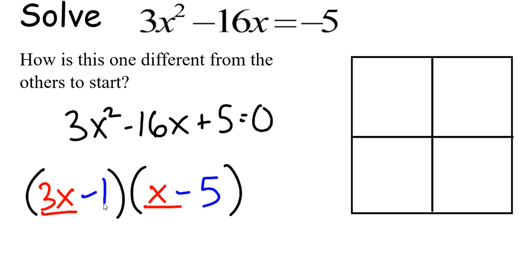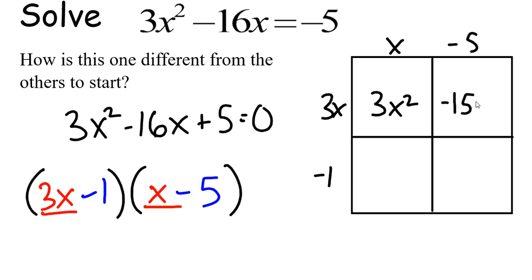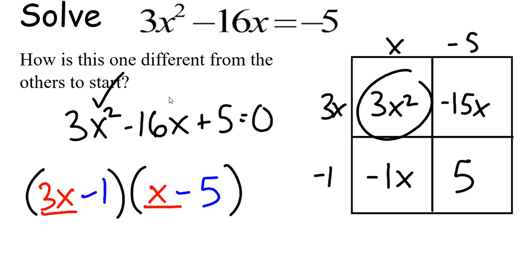I can do a little mental math here and see 3 times 5 would make negative 15x's. Negative 1 times the x would give me another. So this is going to check out. I already know it. 3x minus 1, x minus 5. 3x times x is 3x squared. 3x times minus 5 is minus 15x. Negative 1 times x is minus 1x. Negative times negative makes positive. 3x squared, check. Negative 16x, check. Positive 5, check. It checks out.